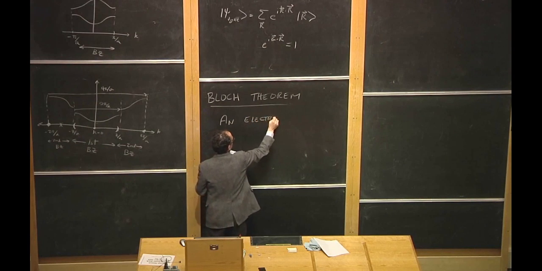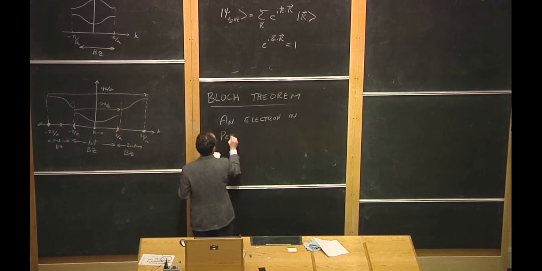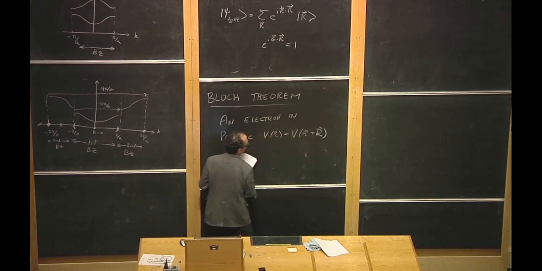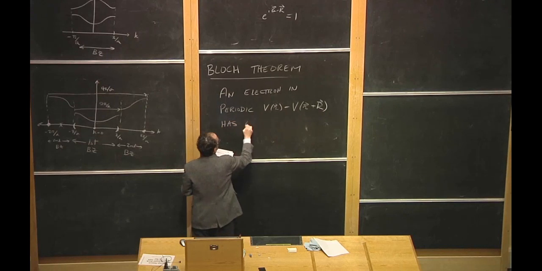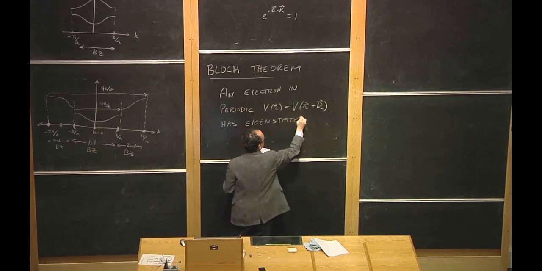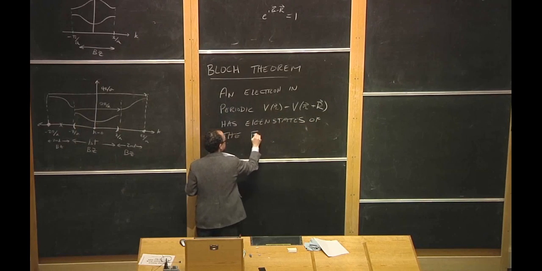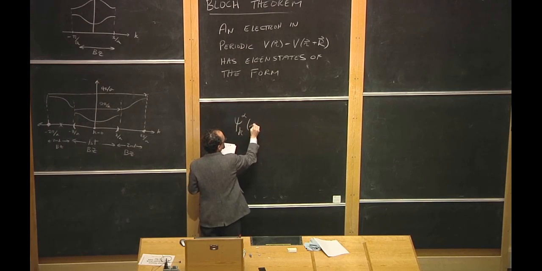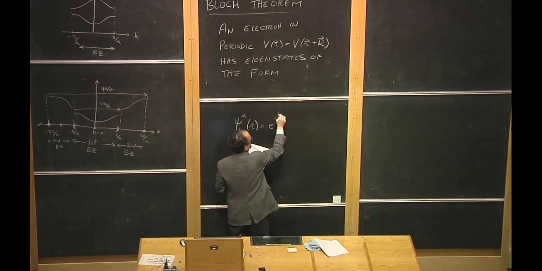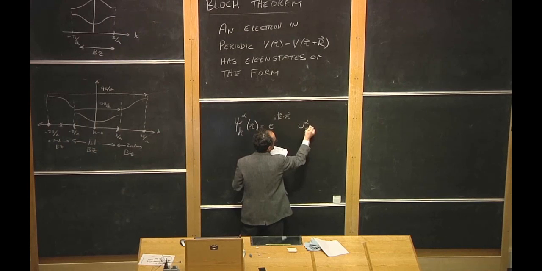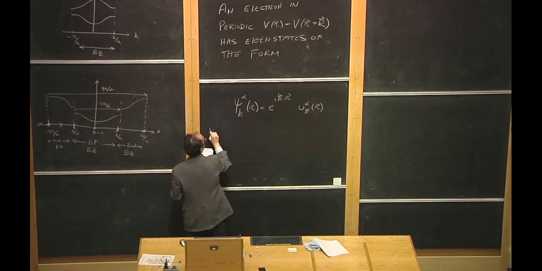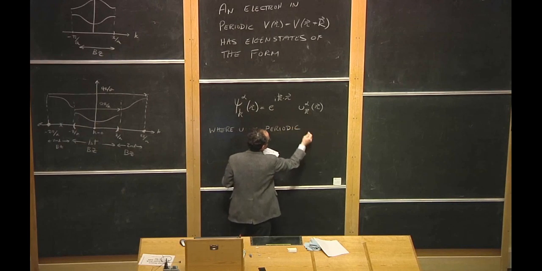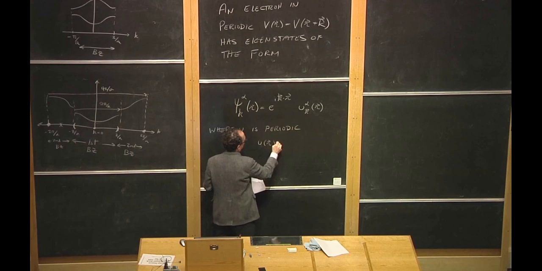So the statement is, an electron in a periodic potential, periodic V of R, meaning V of R equals V of R plus capital R, with capital R being a lattice vector, has eigenstates of the form, okay, there's a lot of symbols here for a second, psi sub k of R equals e to the i k dot R times u superscript alpha sub k of R, where u is periodic. So it's the same if you shift it: u of R equals u of R plus capital R.